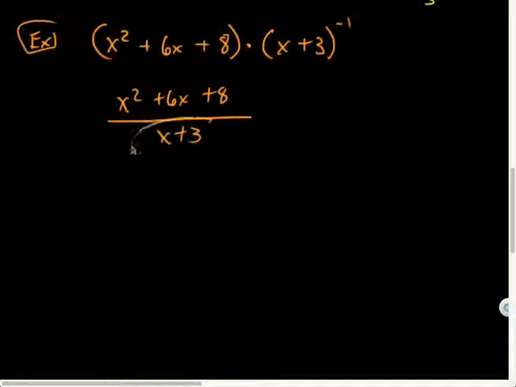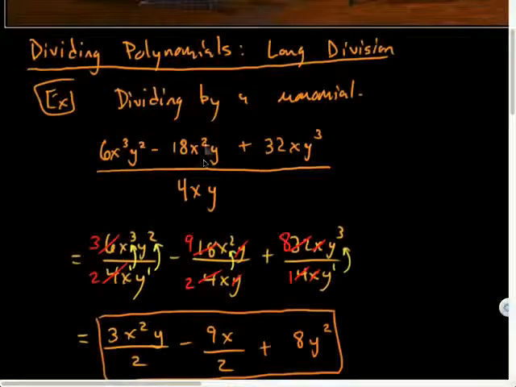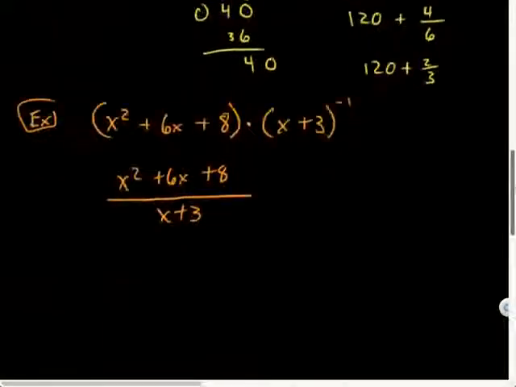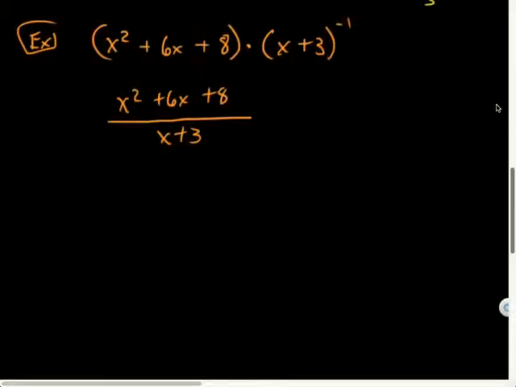So here I'm dividing by a binomial, a two-termed expression. So I can't use my previous technique. That won't work out that nice. So instead, I'm going to have to use this long division.